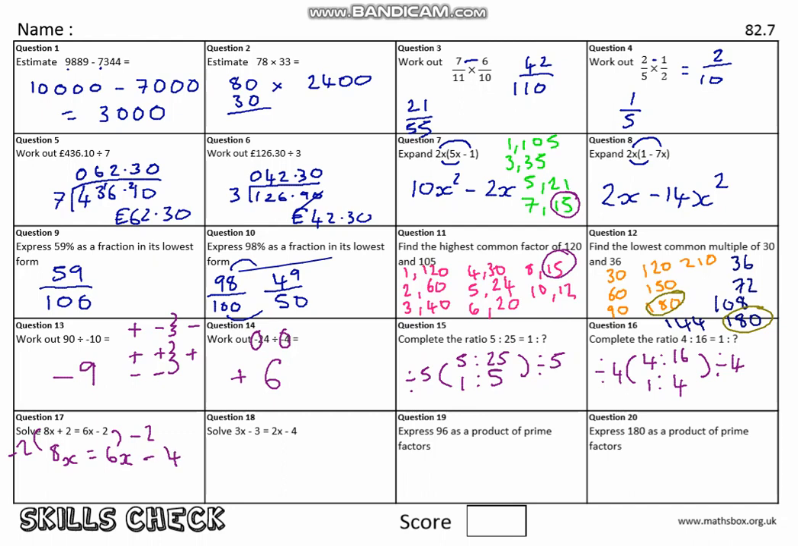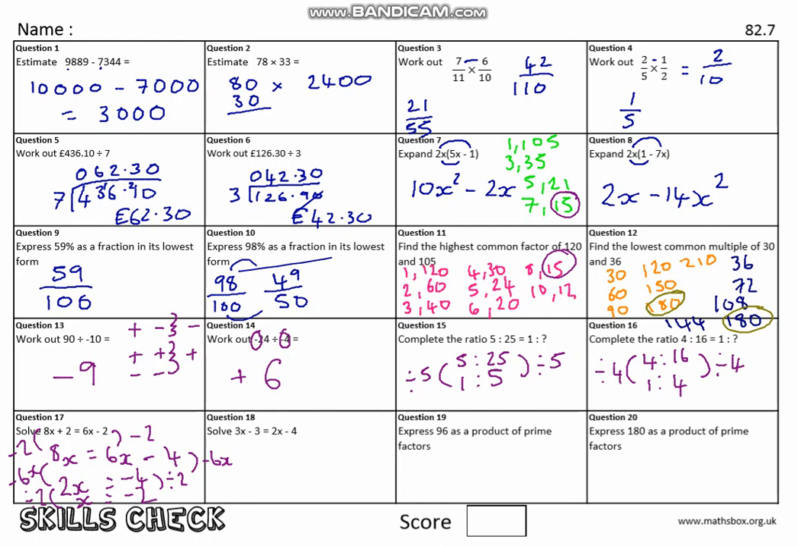So now I've got too many x's on this side. I'm going to get rid of my 6x on this side and my 6x on this side. So that leaves me with 2x equals minus 4. Oh dear, I've got 2 x's and I only want 1. So let's divide by 2, get our x equals minus 2.